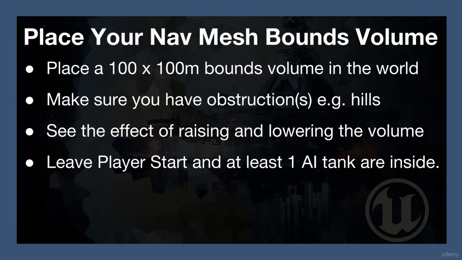In order for the AI tank to navigate to the player, both the AI tank and the player will need to be in the nav mesh volume in order for it to calculate the path round the obstacles between the AI tank and the player. So go ahead, pause the video and set up your nav mesh bounds now. You may be wondering why I've chosen 100 by 100 meters rather than the whole play space. We'll increase it later. It just takes a long time to recalculate. So let's use a small one to start with.